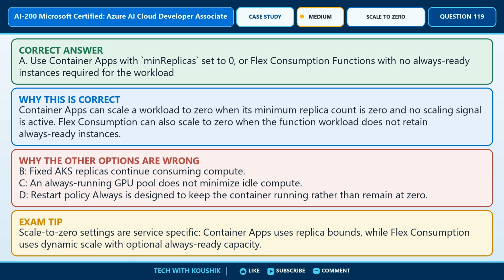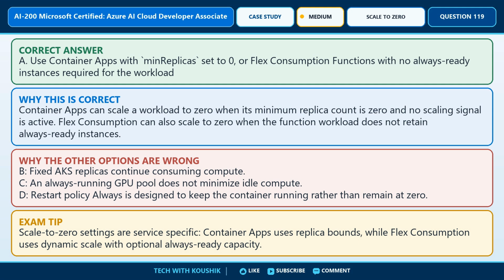Here is the reasoning that confirms the answer. Container apps can scale a workload to 0 when its minimum replica count is 0 and no scaling signal is active. Flex consumption can also scale to 0 when the function workload does not retain always-ready instances. The incorrect choices are plausible, but unsuitable because B. Fixed AKS replicas continue consuming compute. C. An always-running GPU pool does not minimize idle compute. D. Restart policy always is designed to keep the container running rather than remain at 0.